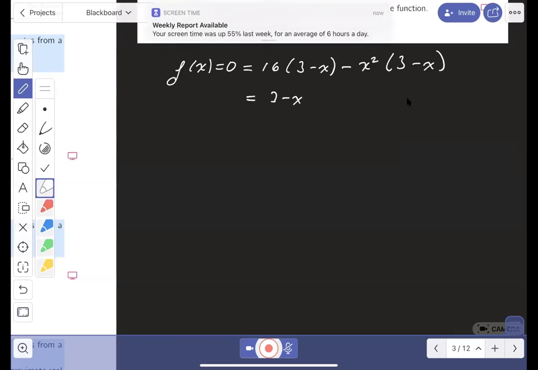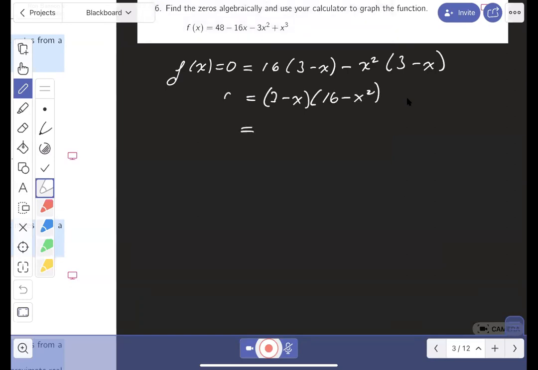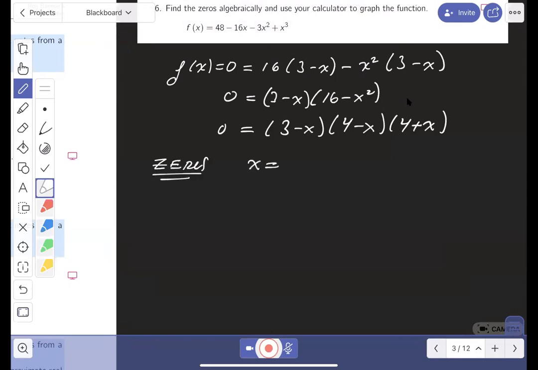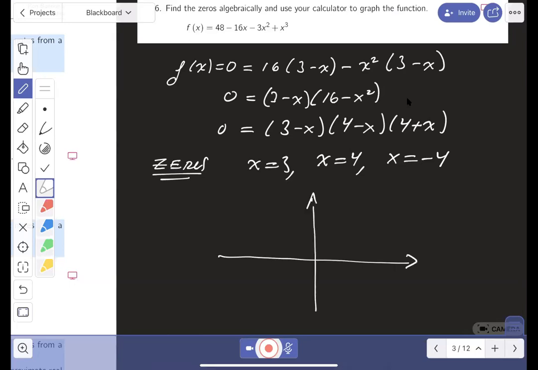So what do you got over here? 3 minus x, 16 minus x squared. And keep factoring it. This is equal to 0, by the way. 3 minus x, 4 minus x, 4 plus x. Wow, this worked out pretty easy. What are the zeros? Let's list them for you. And these are the x-intercepts, by the way. X equals 3, x equals 4, x equals minus 4. It's a cubic, so I'm expecting 3 roots. It says graph it. Let's put the graph down. Should be relatively simple. Let's see, 3, 4, and minus 4.